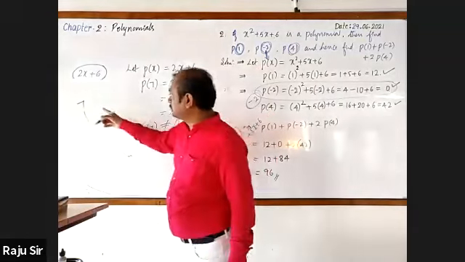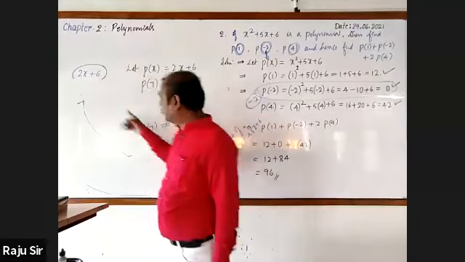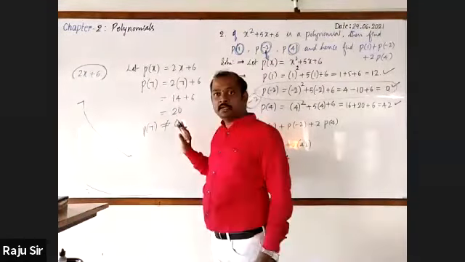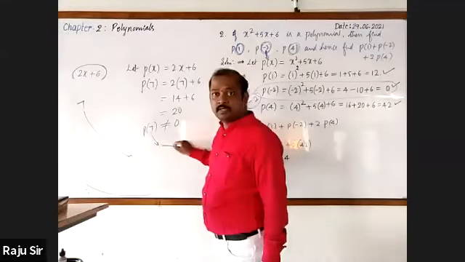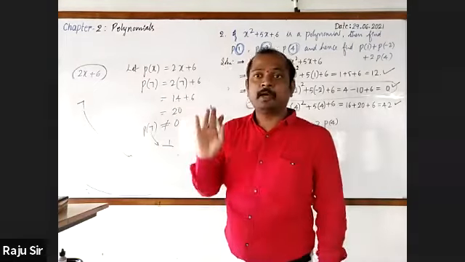When I substituted 7 in place of x, the value of the polynomial is not equal to 0. That is why 7 is not the 0 of the polynomial.